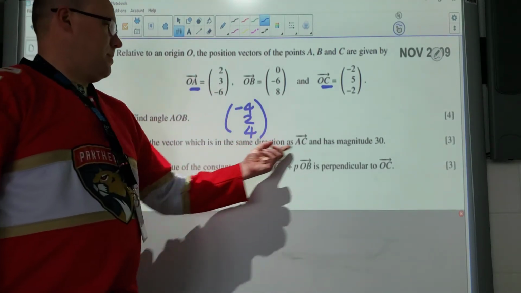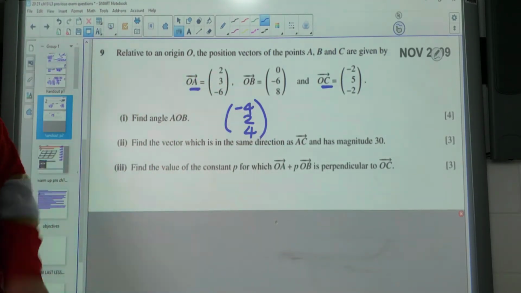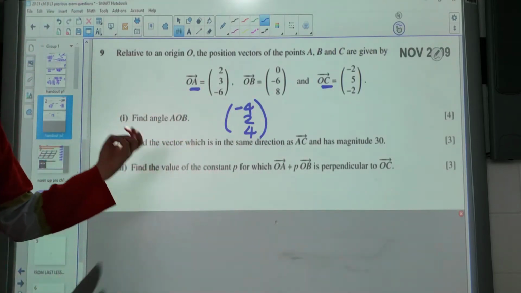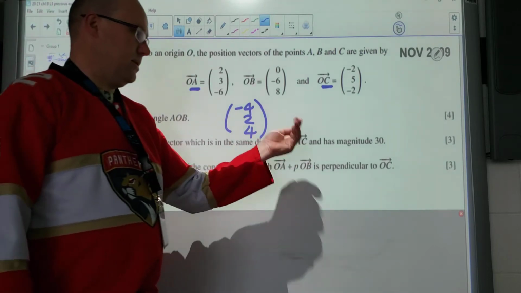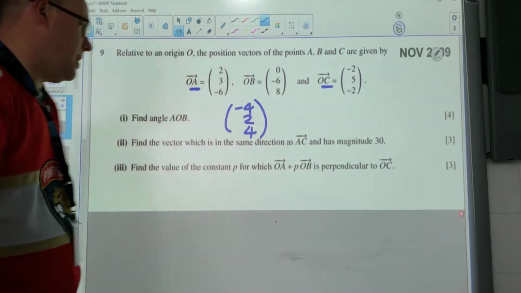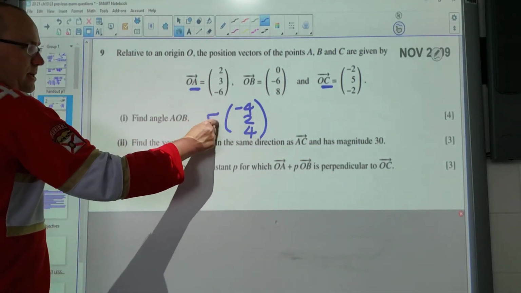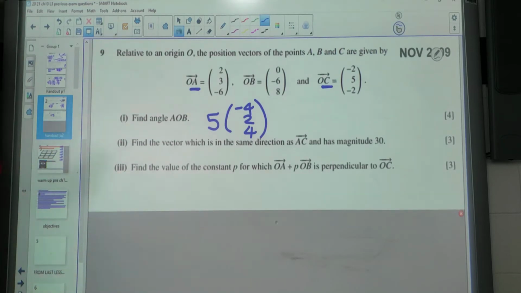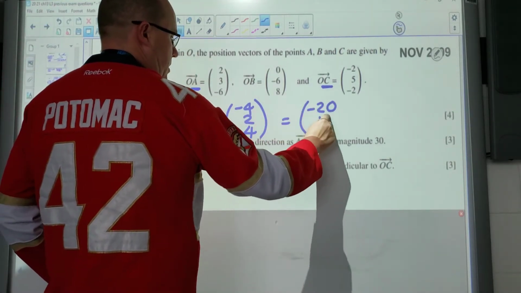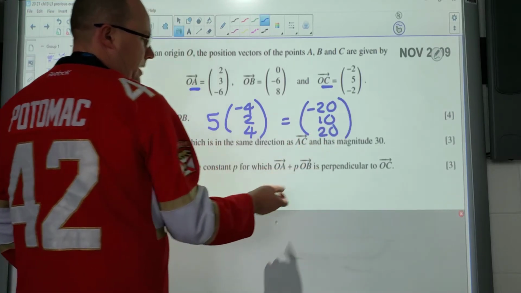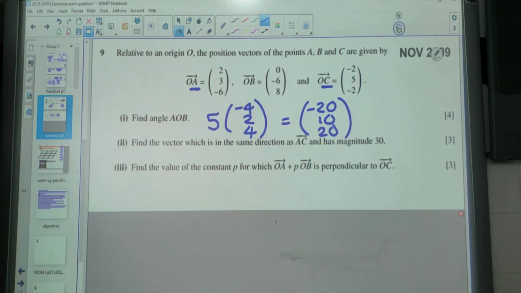As I want something in the same direction, it's got to be a multiple of this. Now, you could just divide by 6 to get that unit vector, length 1, and then times by 30. Even better if you notice that 6 times 5 gives you 30. So as this is length 6, if I times it by 5, that would give me length 30. And if I was to distribute through, I would have that as my answer. But I think that answer is equally satisfactory for 3 points.